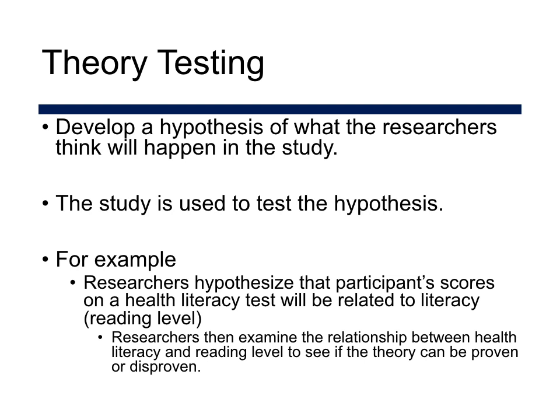Theory testing involves developing a hypothesis of what is thought will happen in a study. Then the study works to test the hypothesis. For example, researchers hypothesize that participants' scores on a health literacy test will be related to literacy, or specifically reading level. Researchers then examine the relationship between health literacy and reading level to see if the theory can be proven or disproven.